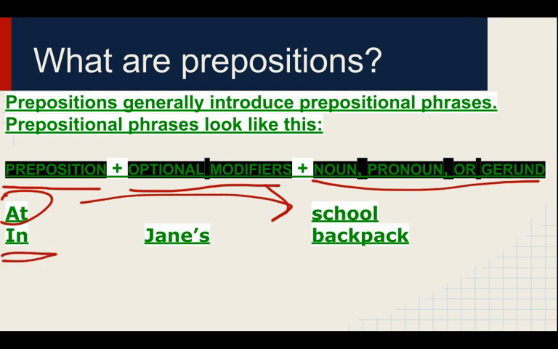"In" is a preposition. "Jane's" is a modifier. "Backpack." Jane tells us whose backpack it is. So "Jane's" is acting as an adjective. So "in Jane's backpack" is a prepositional phrase.